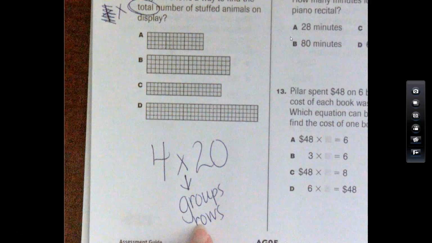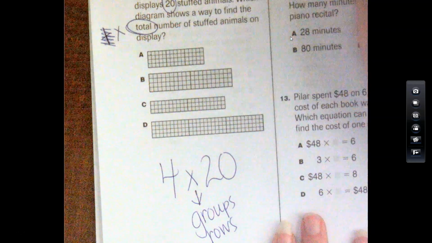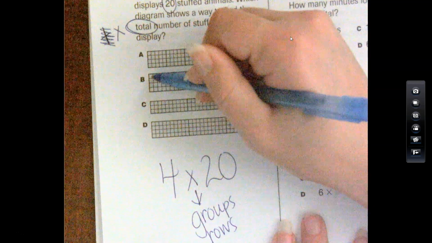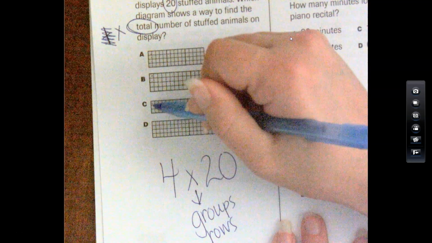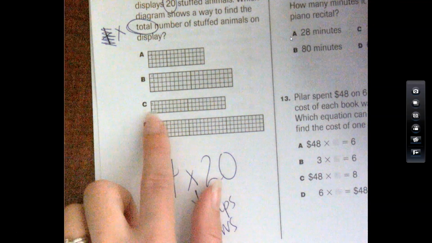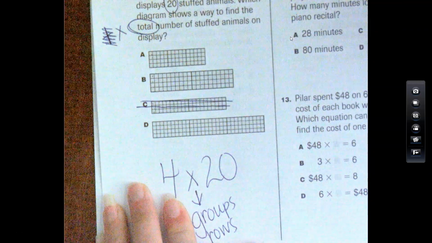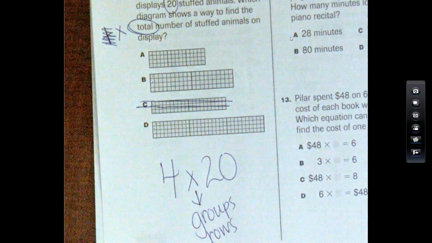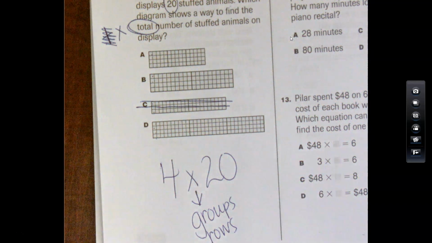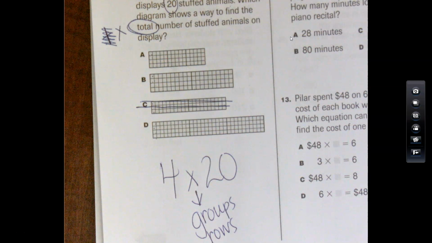Well, let's see what has 4 rows. 1, 2, 3, 4. That one does. Let's try this one. 1, 2, 3, 4. That one does. 1, 2, 3. Well, that can't be right because we know that we have 4 rows. Let's try D. 1, 2, 3, 4. So A, B, and D all have 4 rows, but we have to show 4 rows of 20. So we must count the top row.